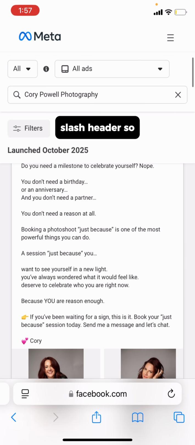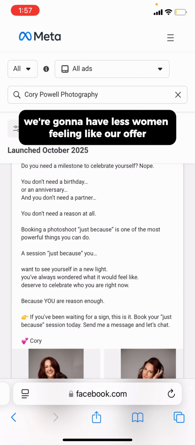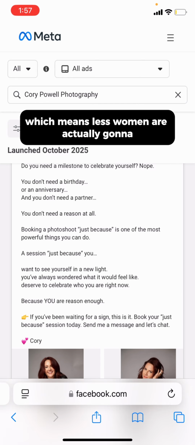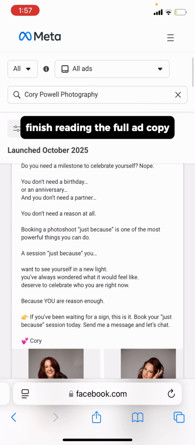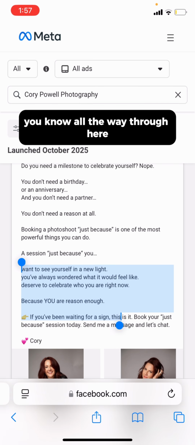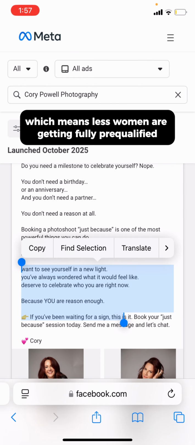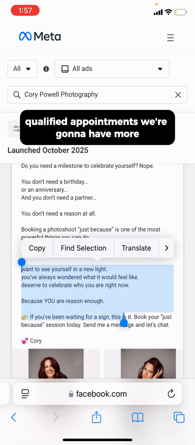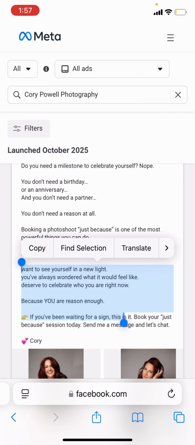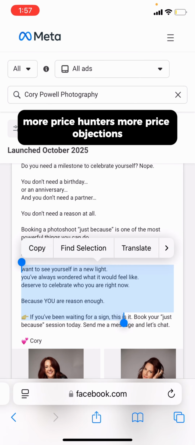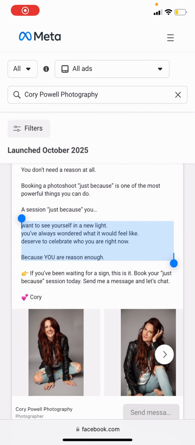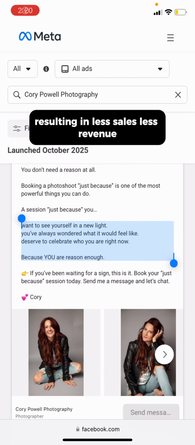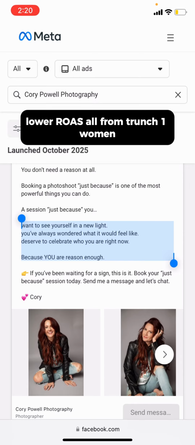All right, so we're missing the story/narrative. So we're going to have fewer women feeling like our offer is specific to them, which means fewer women are actually going to finish reading the full ad copy all the way through, which means fewer women are getting fully pre-qualified. So we're going to have fewer pre-qualified leads, fewer qualified appointments. We're going to have more ghosting, more price hunters, more price objections, more tire kickers, resulting in less sales, less revenue, fewer conversions, lower ROAS, all from tranche 1 women.